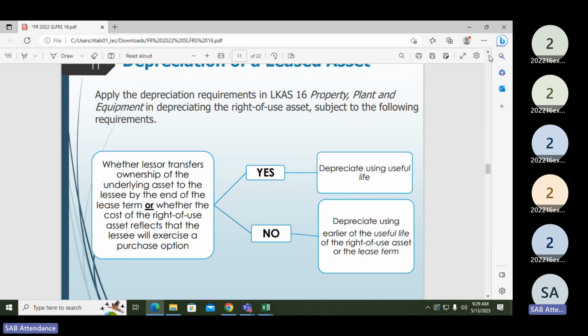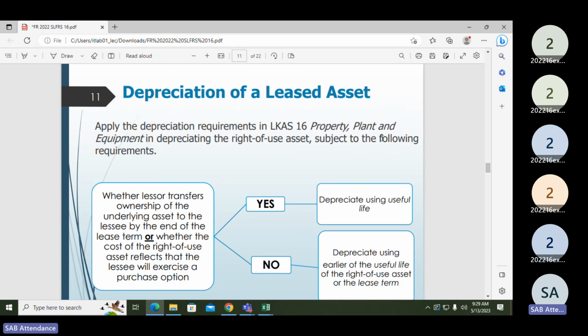Then how do you calculate the depreciation? Now, property, plant and equipment we depreciate over the useful life. That is clear, straightforward. But for a lease asset, sometimes the lease period and useful life may be different. And the ownership of the lease asset may not be transferred even after the lease term. Some leases, after the lease term, ownership transfers. Some leases, after the lease term, ownership may not transfer.